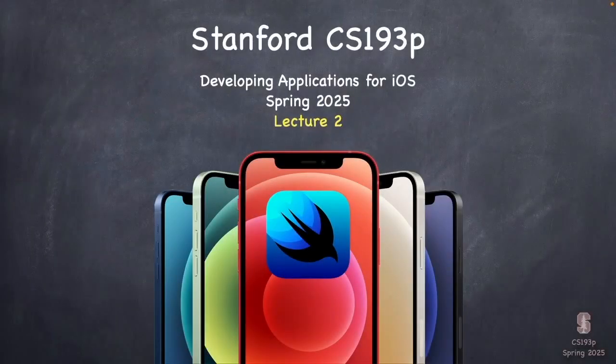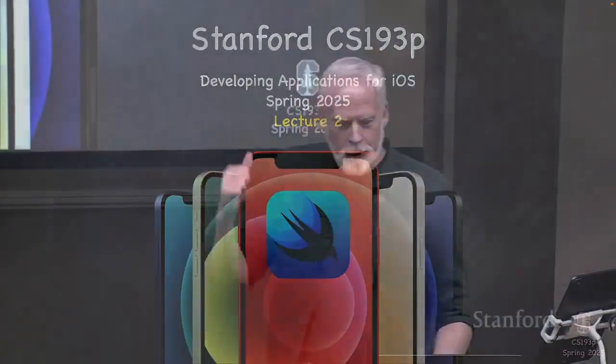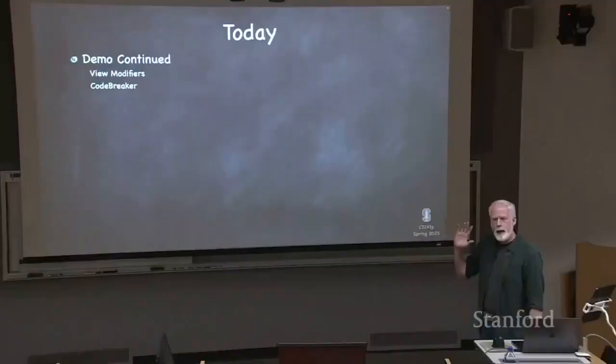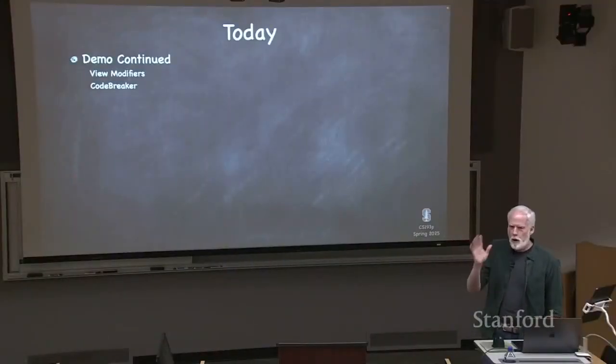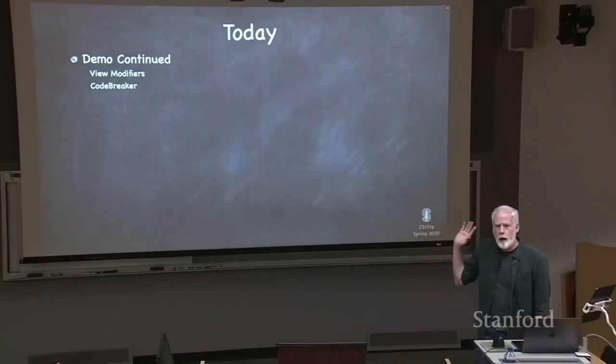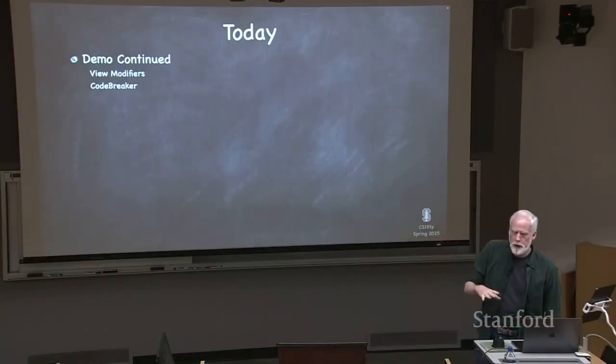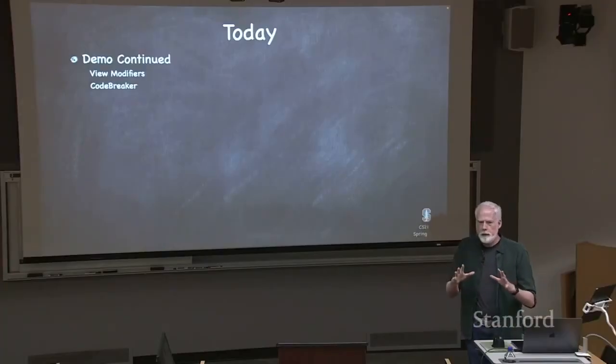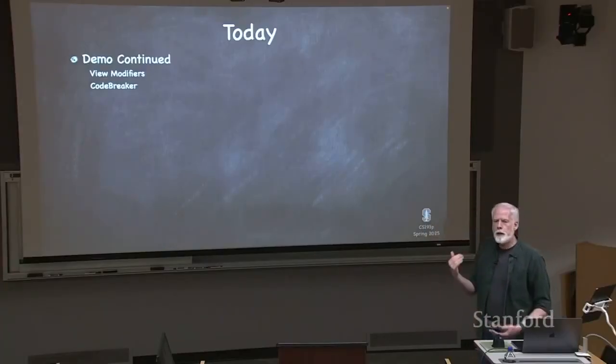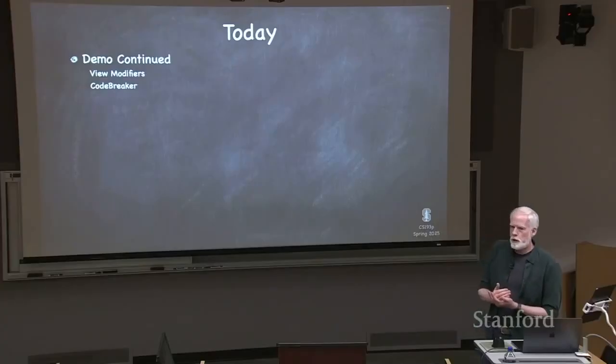All right, well, welcome to Lecture 2 of CS193p of Spring in 2025. So today we're just going to be continuing all demo all the time. We learned about views last time, and today we're going to learn about something called view modifiers, the other major pillar in the building of our UIs. And then we're going to dive right into starting to build our CodeBreaker.